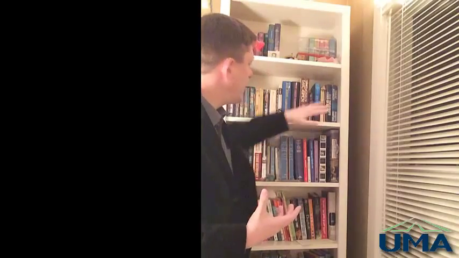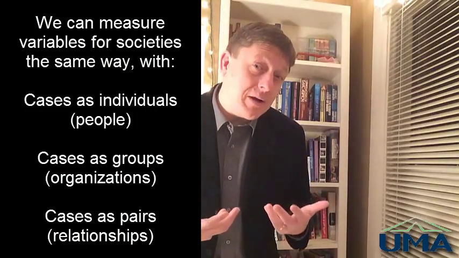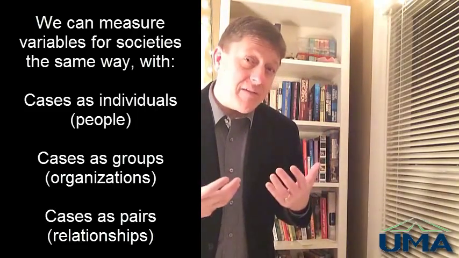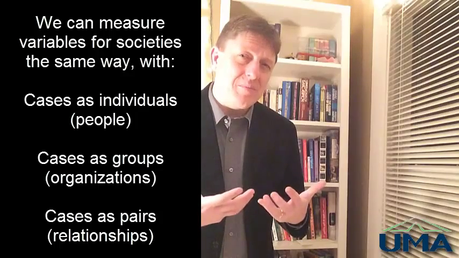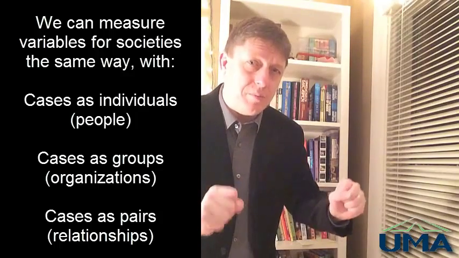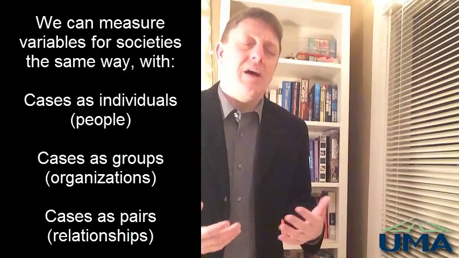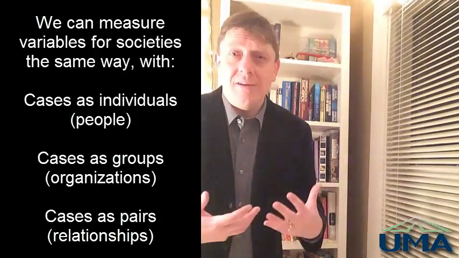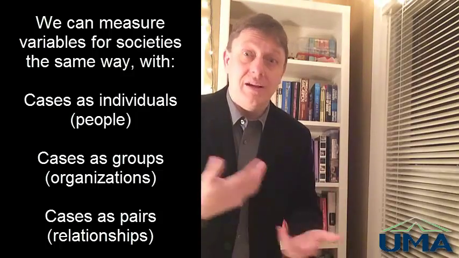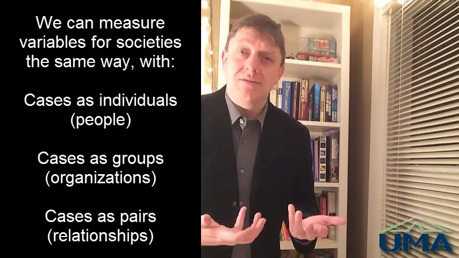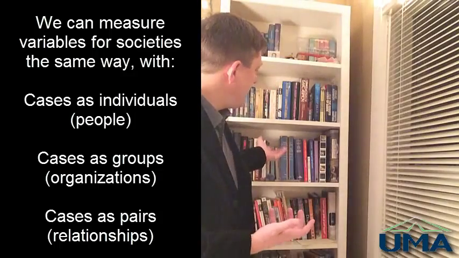So, just as we can think about books as having variables, just as we can think about groups of books as having variables, and just as we can think about pairs of books as having relational variables, so we can think about individual people having variables. We can think about the relationships between individual people as having variables, and we can think about the groups of people as having variables.